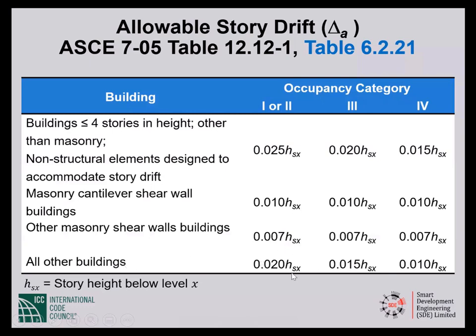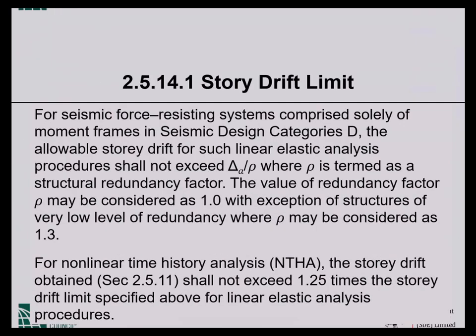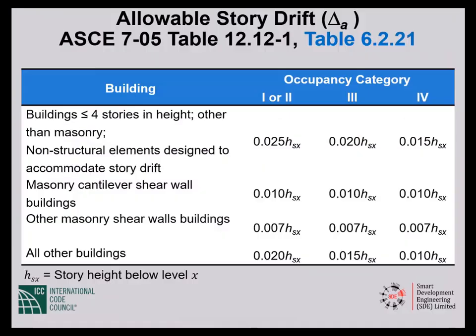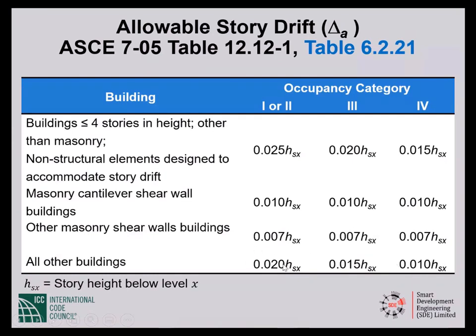So for occupancy category 1 and 2 buildings, standard occupancy and miscellaneous occupancy, 2% of story height, as I said, is the limit on interstory drift. For an assembly building like a school, it is 1.5% of story height. For a hospital, police station, fire station, essential facilities, it's 1% of story height. So this limit is exactly 1/2 of what we would allow in an office building, for instance.